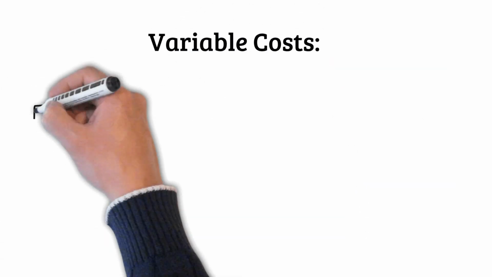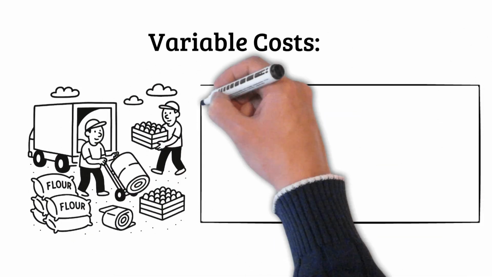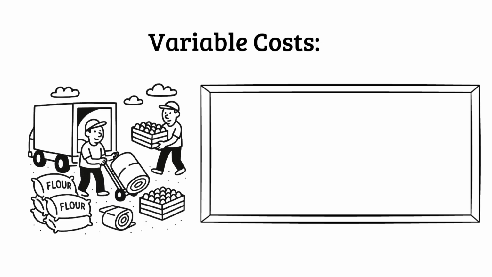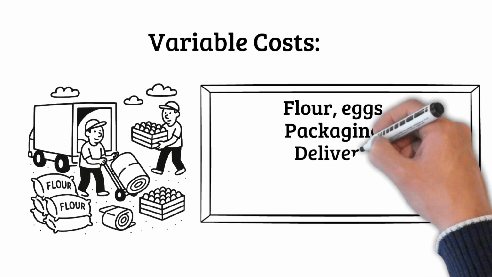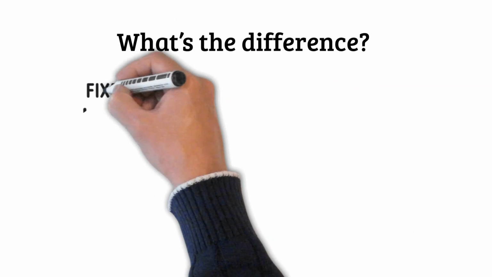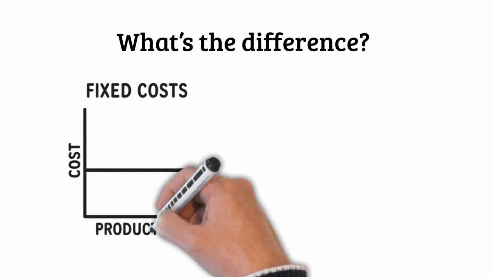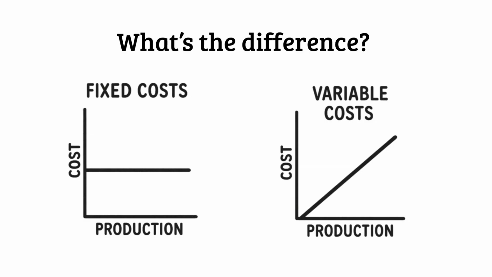Now let's talk about variable costs. These change depending on how much you produce. More pasta means more ingredients, more packaging, and more shipping. Examples: flour, eggs, boxes, vacuum film, delivery fees. So, what's the difference? Fixed costs, flat and stable. Variable costs go up with production.